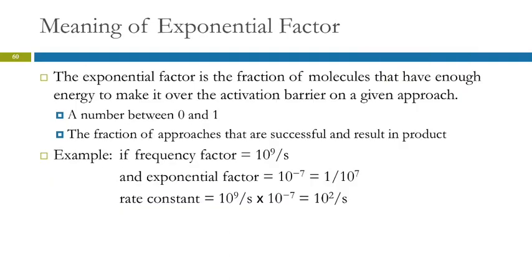It's going to be between 0 and 1. If it's 1, it means that every approach is successful. If it's 0, it means that none of the approaches are successful. If it's 0.5, then half of the approaches are successful. Okay?